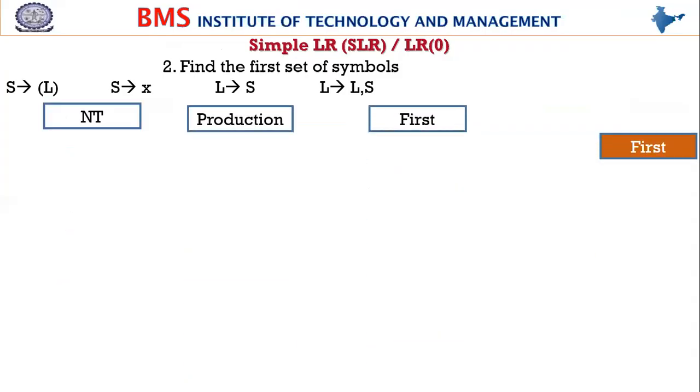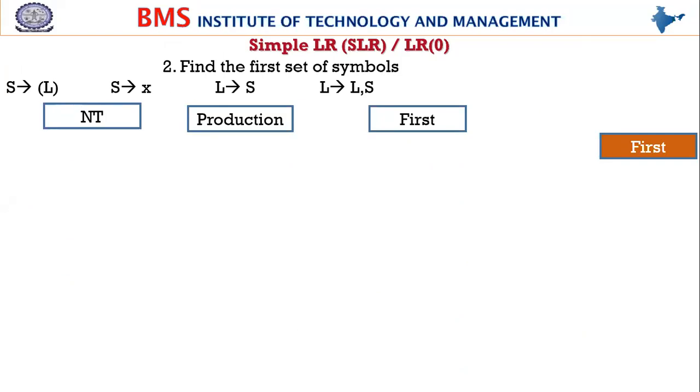The next step is to find the first and follow sets of symbols. Usually, the first set of symbols will be the first terminal on the RHS of the production, and if we have only non-terminals, we'll apply rule number 3. If A produces XYZ, then first of A will be equal to first of X, and if X produces epsilon, then we should go for the next one. Those are the first rules we have practiced many times in the class also.